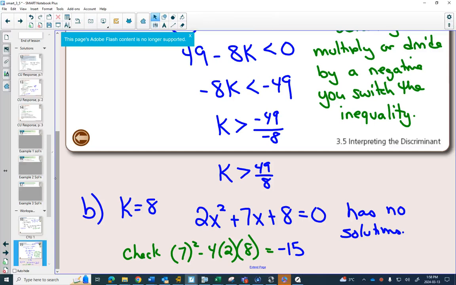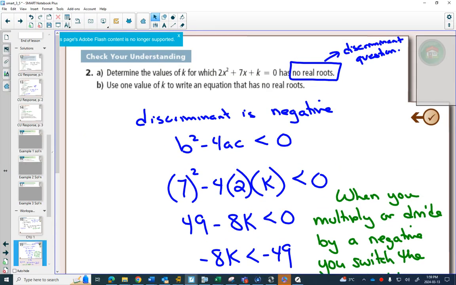And by checking, you also are sort of checking that your work above was right. Because if you would have forgotten to switch the inequality sign, something less than 49 over 8, you might have picked 1 or 2. And if you check it, you're like, oh, wait a minute, it actually works. Where did I make my mistake? So you will get these questions where they tell you, determine the value of k that has 0 roots, or has 1 root, or 2 roots. And then you know something about the discriminant. And that becomes the thing that helps you solve for k.